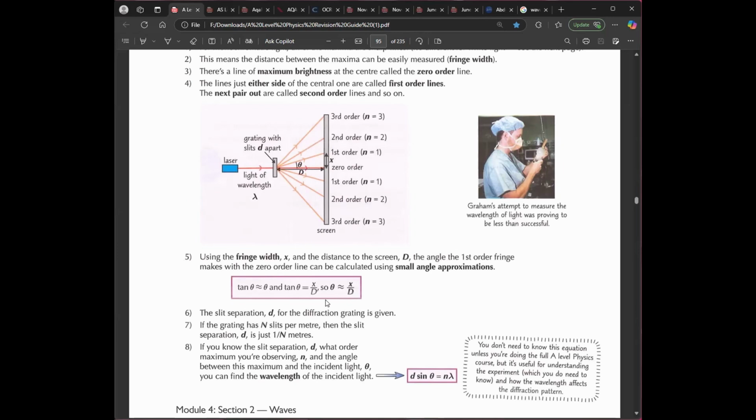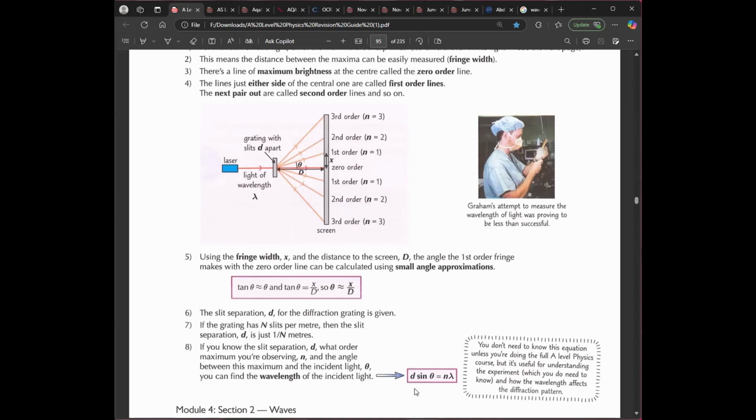So you can maybe use this, not this equation, but when we come to this equation, this is the one that you can use. So if you know the slit separation d, whatever is the separation in the slits, whenever you have a grating, you'll use this formula. If you know the slit separation d, what order maximum you are observing n, so you should know the order as well, which one you are observing. Center is 0, then you have n1, n2, and n3. And the angle between the maximum and the incident light theta, you can find the wavelength of incident light.